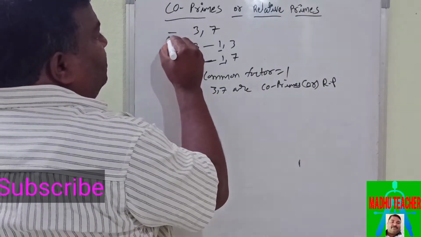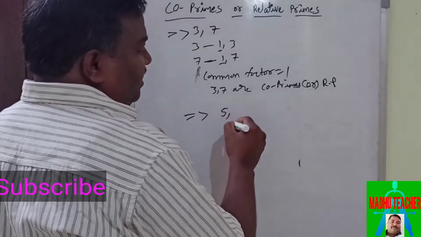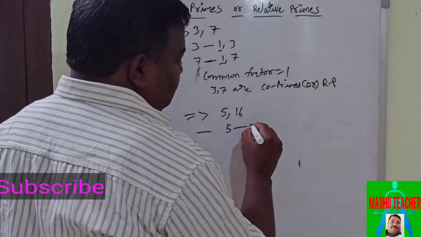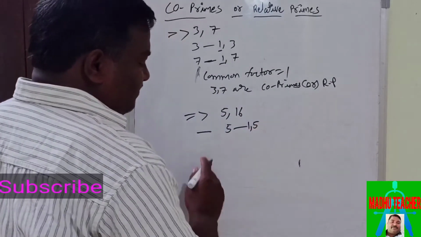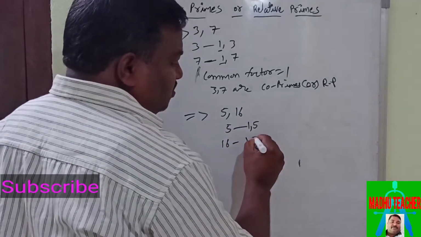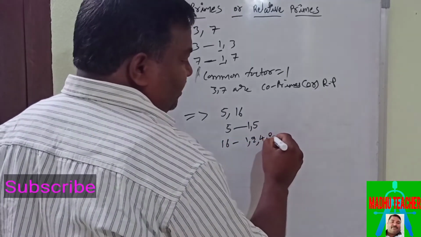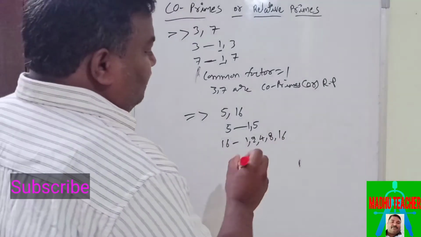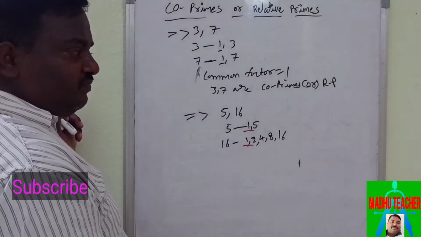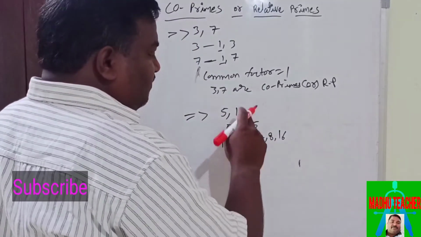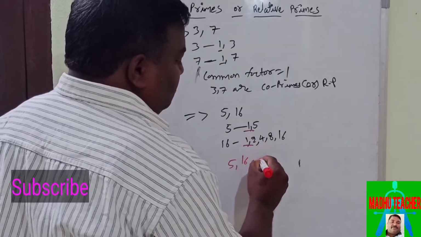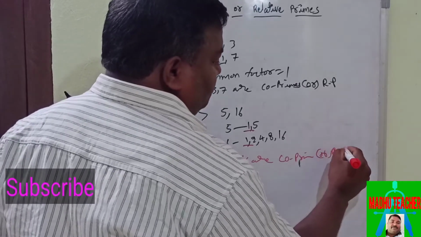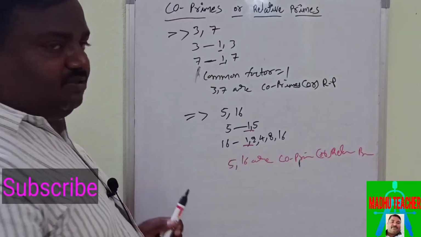Let us take one more example. Suppose 5 and 16. 5 has factors 5 and 1 itself. 16 has 1, 2, 4, 8 and 16. So what is the common factor? It has only one common factor, that is 1. Therefore 5 and 16 are co-primes, or relative primes.